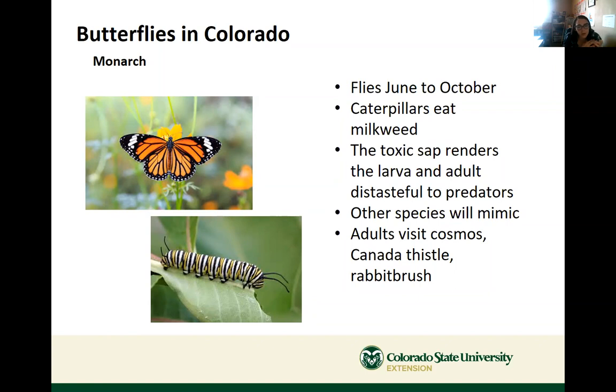Now this is where mimicry comes in. There's a lot of species of butterflies that look just like monarchs, but they do not eat milkweed, and they are not toxic. That's mimicry. They're tricking predators to think, oh, that's a poisonous monarch, I better not eat it, when actually it's not. Adults will visit cosmos, Canada thistle, and rabbit rush.